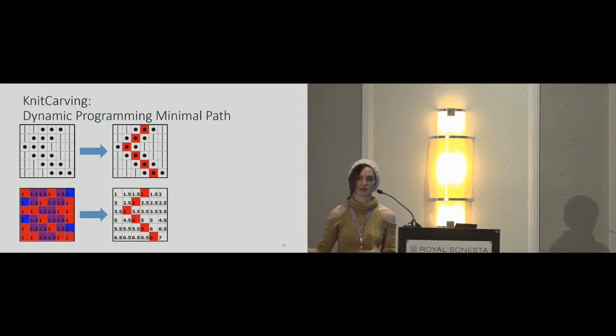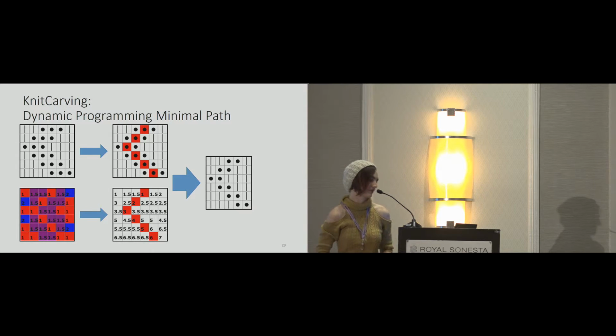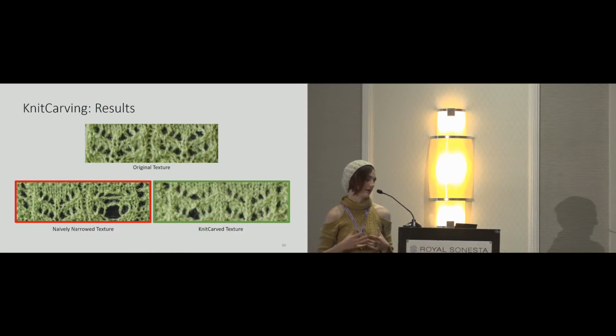And then once we've assigned this cost to each of these loops, we can find the minimum path using dynamic programming to cut this nice diagonal or chevron pattern out of the texture and get something very similar. And when we do this on knitted results, we get something like this, where the one on the bottom left is almost indiscernible from the original texture, but I guarantee you it is 1 stitch narrower.